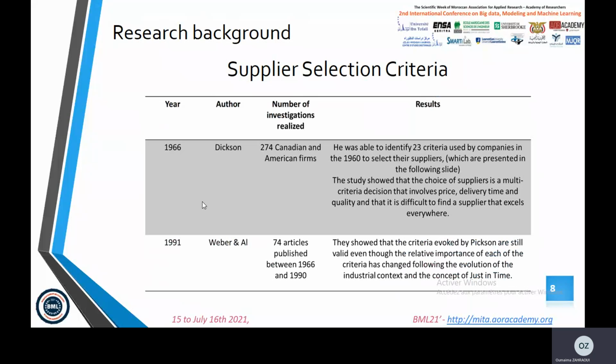The study showed that the choice of suppliers is a multi-criteria decision that involves price, delivery time, and quality, and that it's difficult to find a supplier that excels everywhere. Regarding Weber, they showed that the criteria evoked by Dixon are still valid, even though the relative importance of each of the criteria has changed following the evolution of the industrial context and the concept of just-in-time.